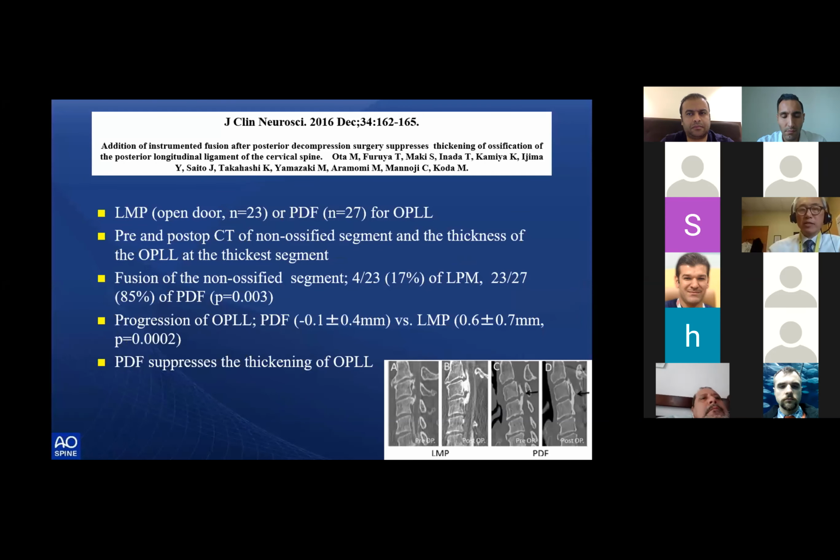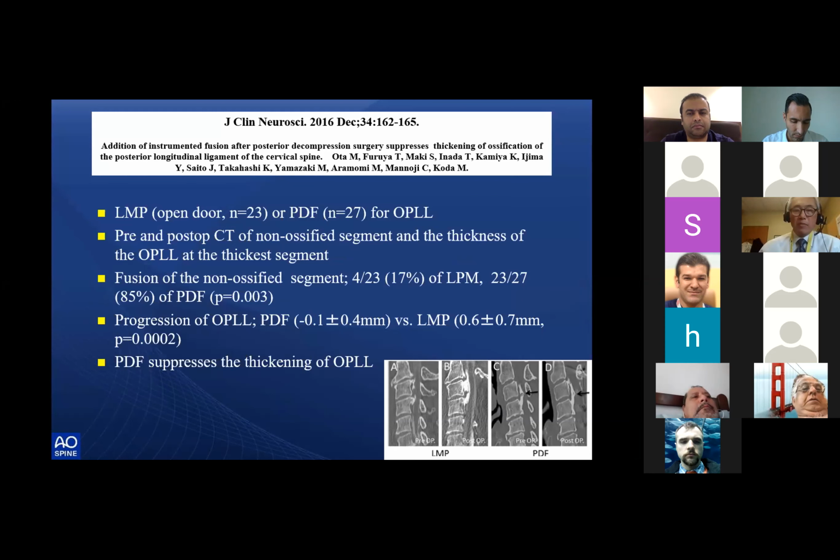One of the studies they mentioned compared laminoplasty versus laminectomy and fusion, a small study. However, they looked at an interesting finding, the CT scan follow-up of the non-ossified segment of the OPLL. What happens to it when you do laminoplasty versus laminectomy? Well, as you can imagine, with laminoplasty, only 17% of the patients actually ossified this OPLL that was soft, but the majority of the laminectomy and fusion patients actually fused their non-ossified OPLL segment.